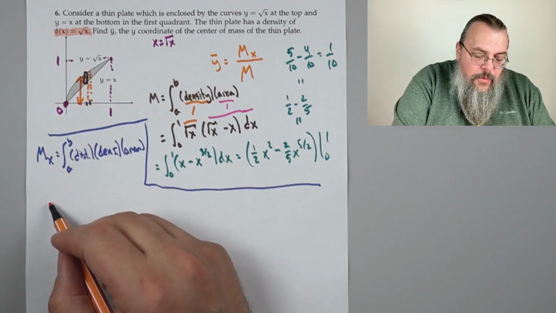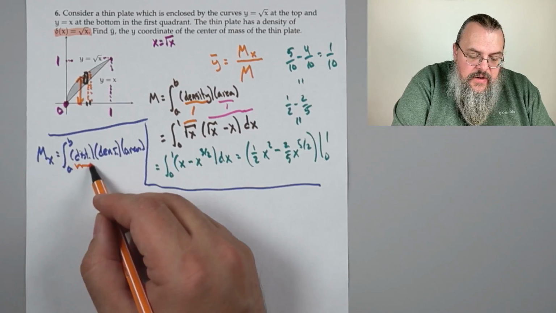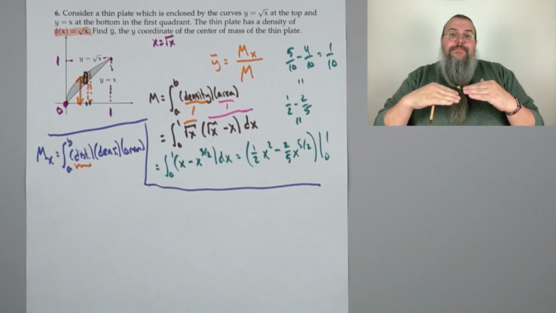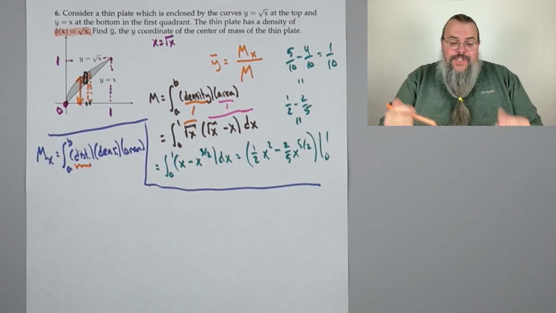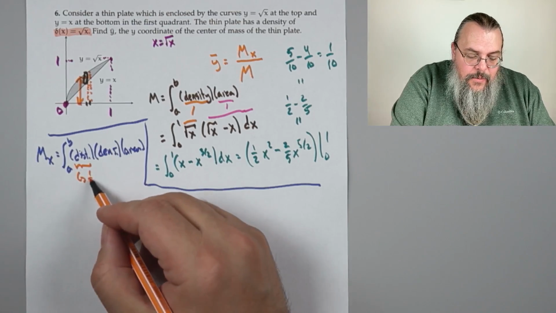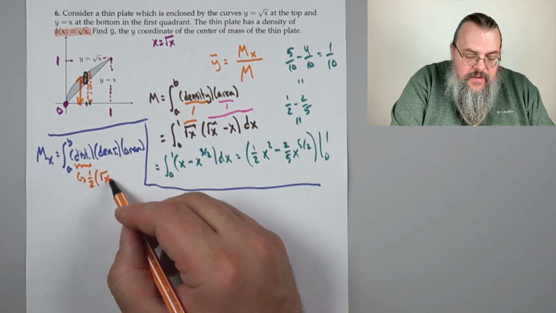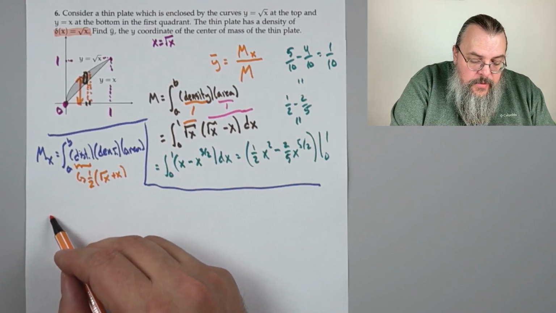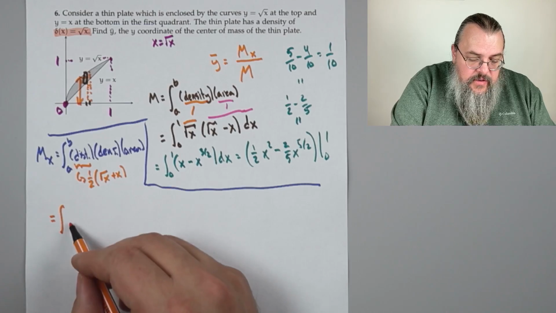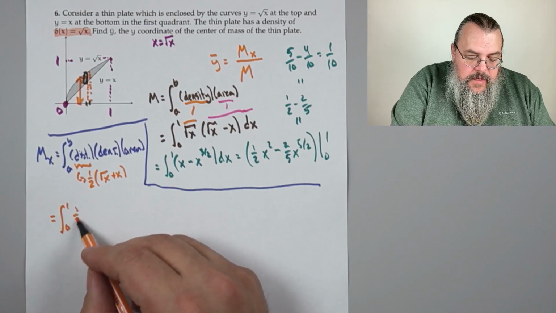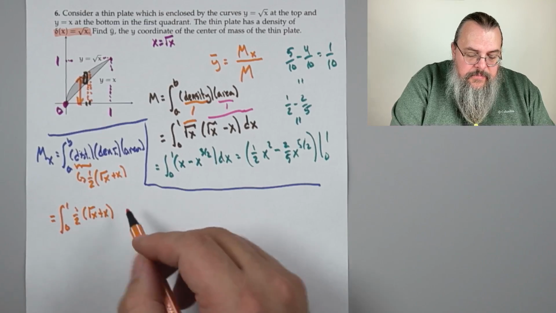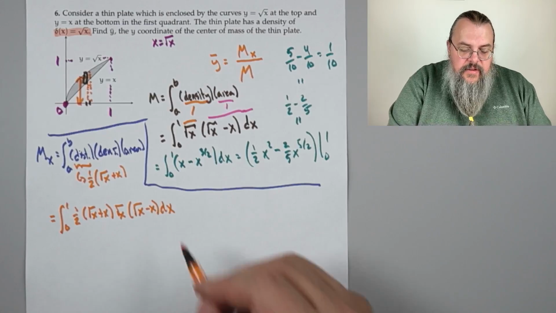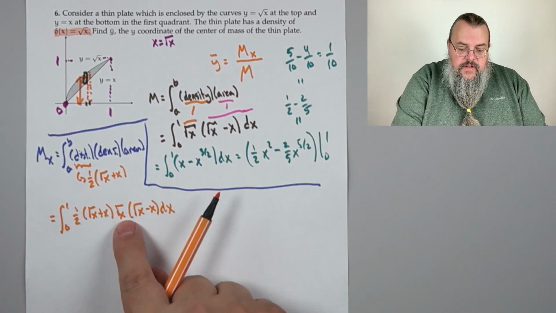All right, so when we go about setting up our distance here, how do you find the halfway? The answer is you take the bottom, you take the top, and you average. So the distance is going to be 1/2 of square root of x plus x. Okay, so here we go. Our moment is the integral from 0 to 1 of 1/2 square root of x plus x, times square root of x, times square root of x minus x, dx. Distance, density, area.